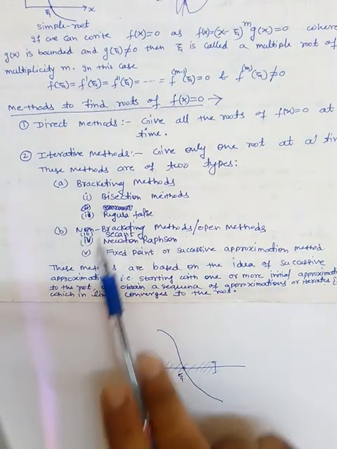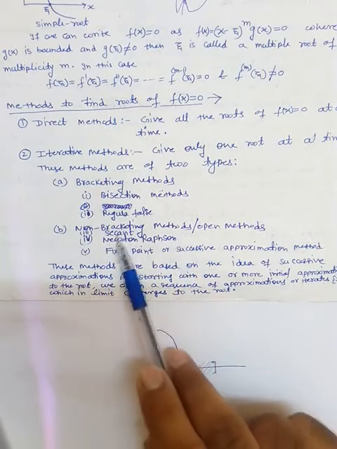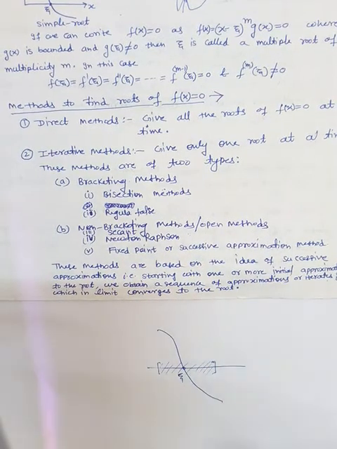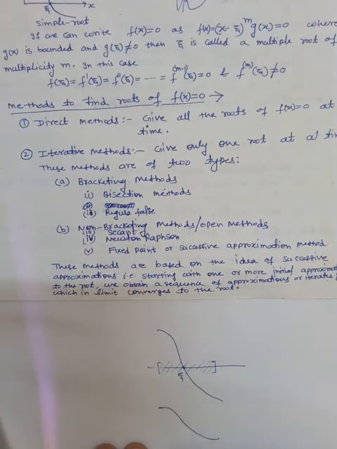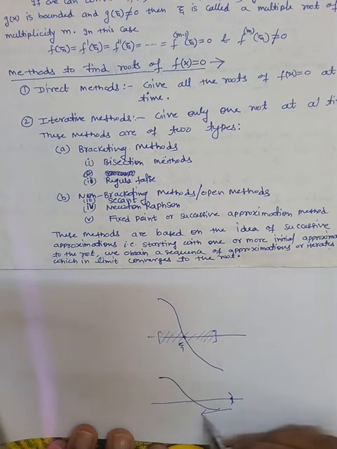Now the second category is non-bracketing methods, यानी कोई ब्रैकेट नहीं है. That means open methods. इसमें क्या होता है? Here we have the same problem. Here we will take this as the initial guess. This is the initial guess. Okay, we will take the initial guess here, for example, and we are moving in this direction openly.